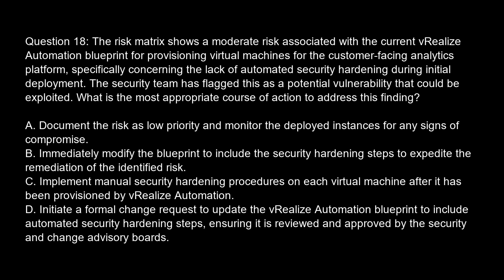Option A. Document the risk as low priority and monitor the deployed instances for any signs of compromise. Option B. Immediately modify the blueprint to include the security hardening steps to expedite the remediation of the identified risk. Option C. Implement manual security hardening procedures on each virtual machine after it has been provisioned by vRealize Automation. Option D. Initiate a formal change request to update the vRealize Automation blueprint to include automated security hardening steps, ensuring it is reviewed and approved by the security and change advisory boards.